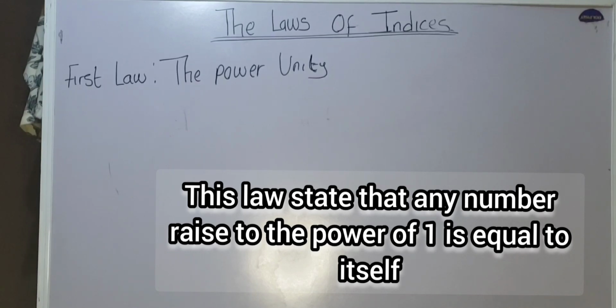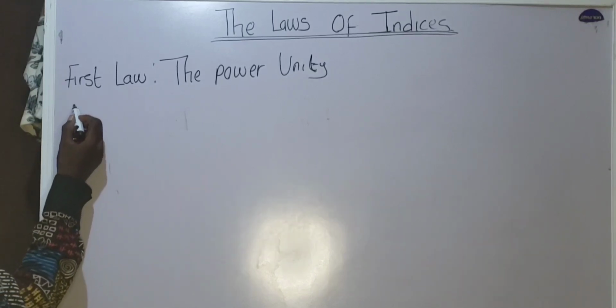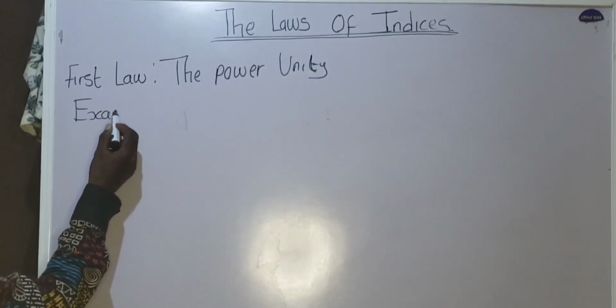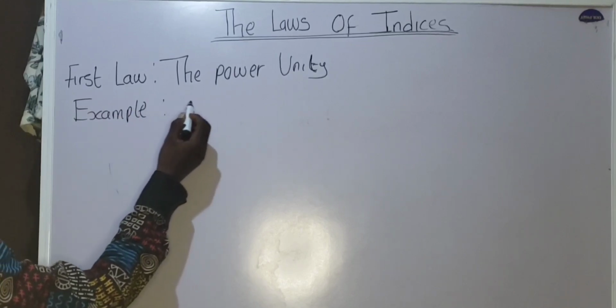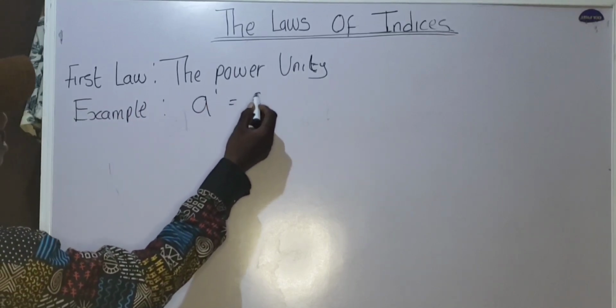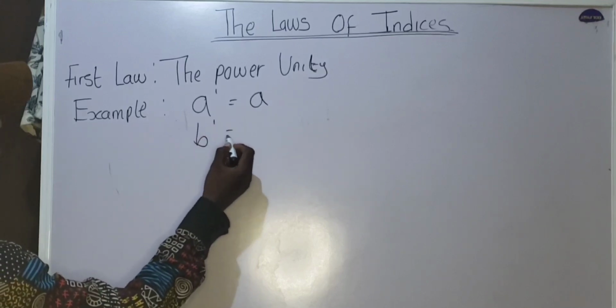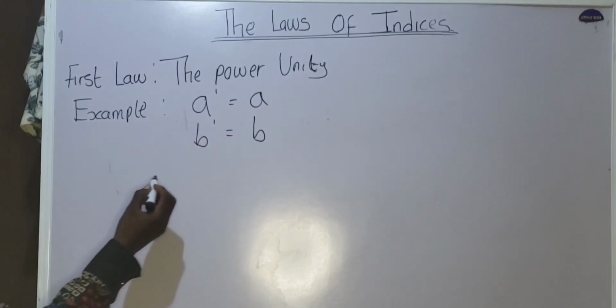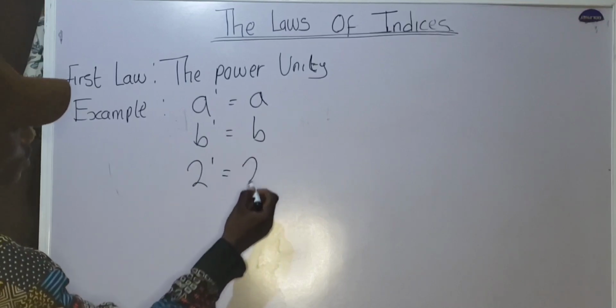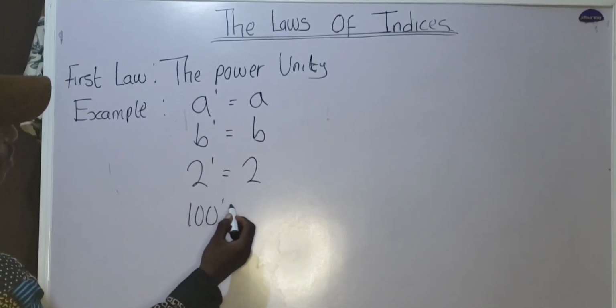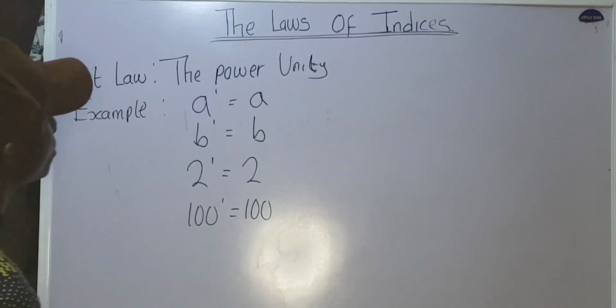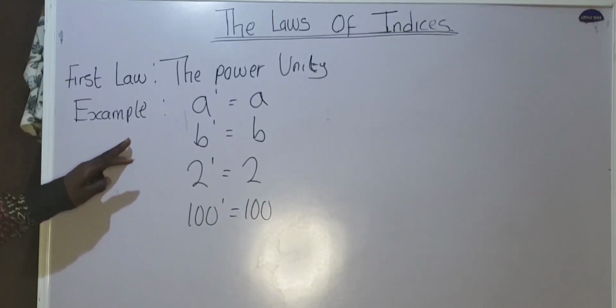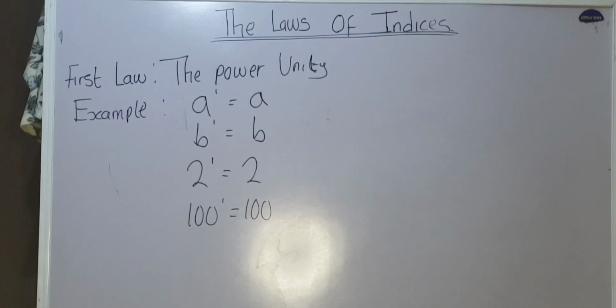You understand? Any number raised to the power of 1 is equal to itself. For example, a raised to the power of 1 is equal to what? A. b raised to the power of 1 is equal to b. Now, let's try this. 2 raised to the power of 1 is equal to what? 2. 100 raised to the power of 1 is equal to what? 100. So the law of power unity states that any number raised to the power of 1 is equal to itself.